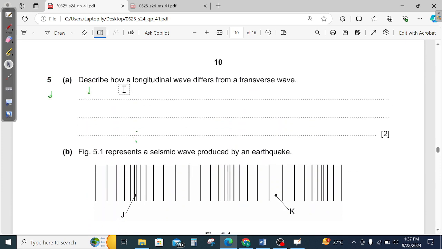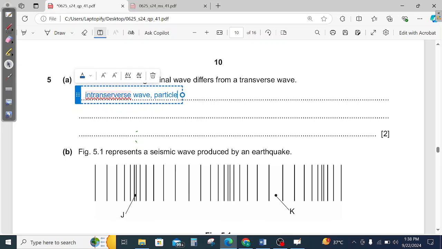Now question number 5 is, describe how a longitudinal wave differs from a transverse wave. So it is the easiest chapter of physics of IGCSE. I will write here, in transverse waves, particles of the medium move perpendicular. I will expand it.